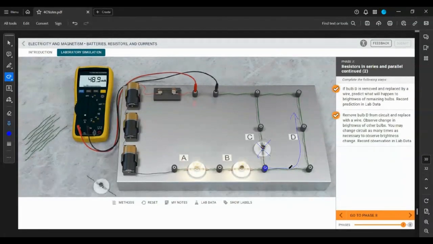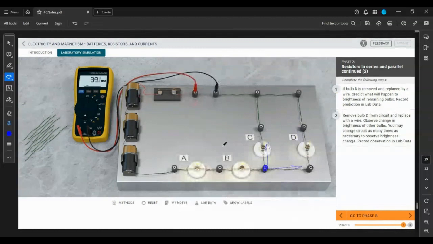Okay, then if we look at the overall current here, because basically it sees zero resistance going around this way, then overall the resistance goes lower, which means overall the current goes higher. And so, oops, we look at A and B, they go brighter.